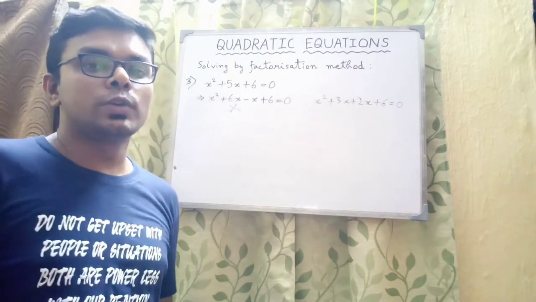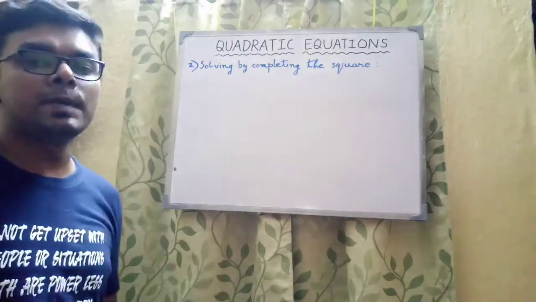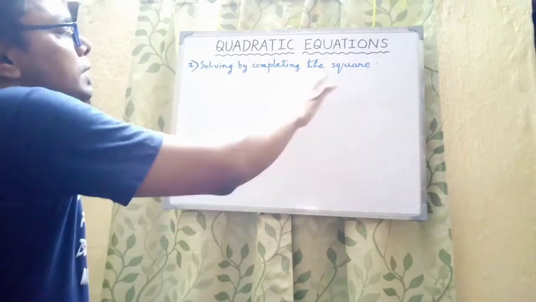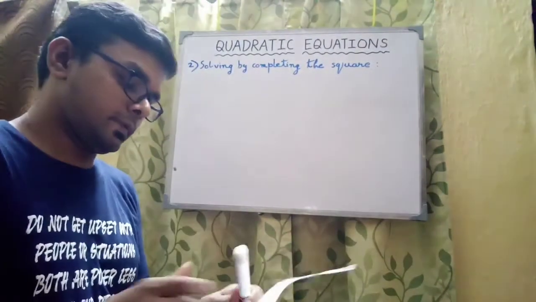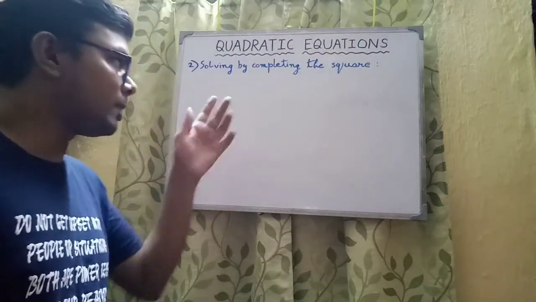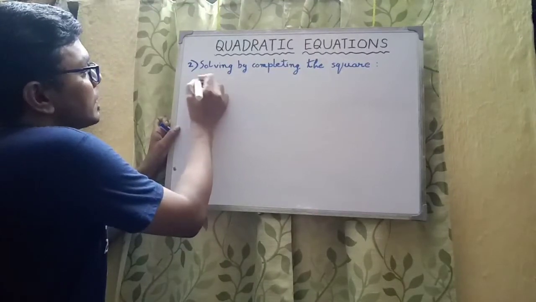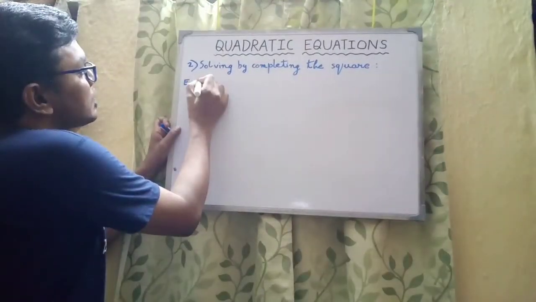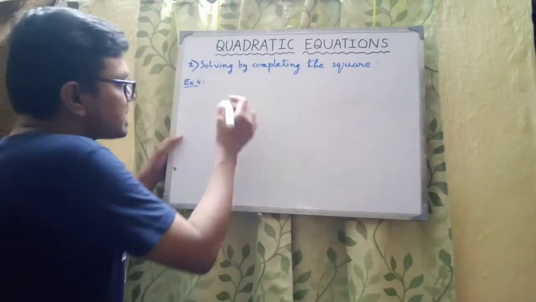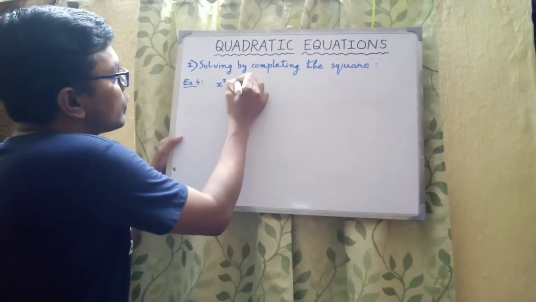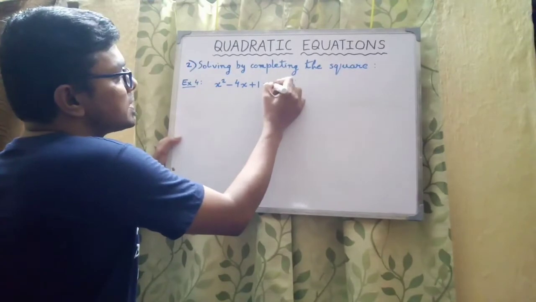Now we will move on to the next method. We come to the next method, which is solving by completing the square. Now if you just look at the name, you might not understand anything. I'll just show you how to do this kind of sums, that is how to solve by using this method. I've taken this example, example 4, because we have already had 3 examples before. So this is x squared minus 4x plus 1 equals 0.